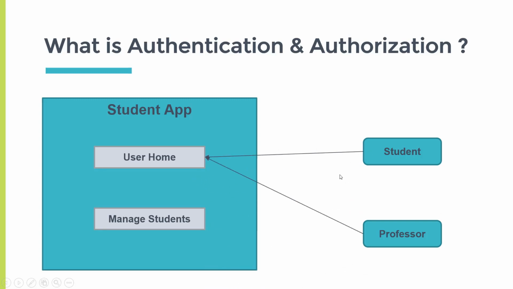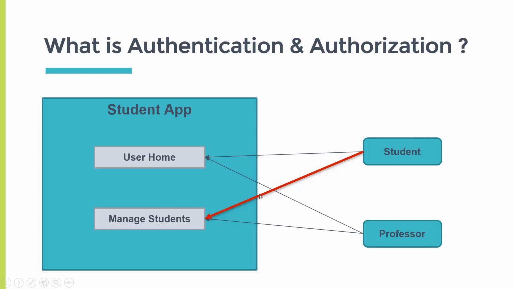What will happen? Say for example, after successful authentication, because a student is also a user and a professor is also a user, both can access the user's homepage. But managing the students, a professor can manage the students, adding, updating or deleting the students. But a student cannot add, update or delete other students. So if a student, who has the student role, tries to access manage students inside the student application, what will he get? He will get access denied. This is based on the role.